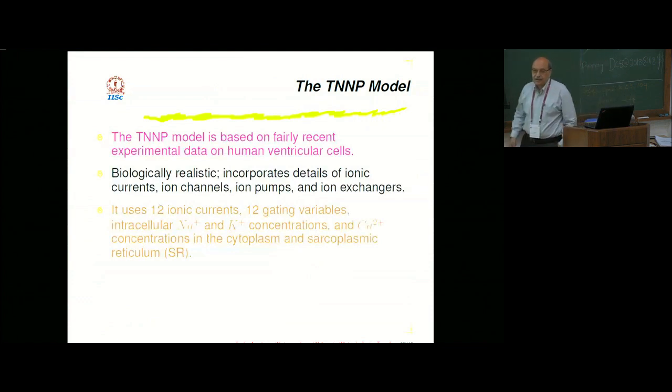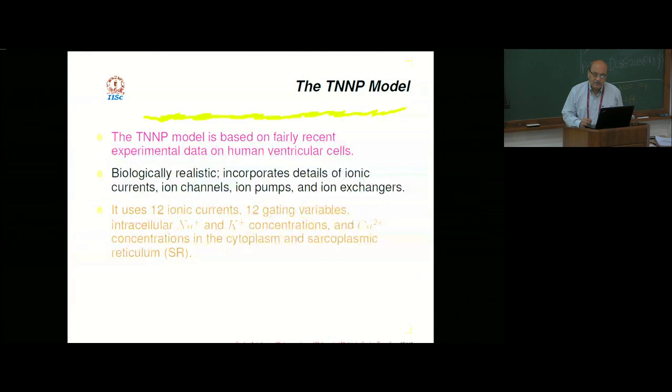You know, the sort of model I wrote down is probably all right when you're talking to physicists, but if you want to be taken seriously by a biologist, you have to have a more realistic model. So please forgive me, but I have to do this just to show you what the model is like. I'm showing you the TNNP model. This is biologically realistic because it incorporates details of ionic currents, ion channels, ion pumps, ion exchangers. If you don't know all that, okay, we can discuss it later.